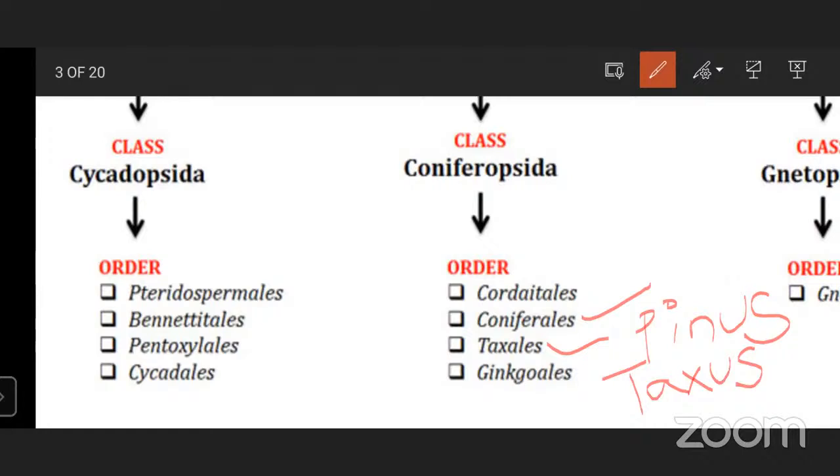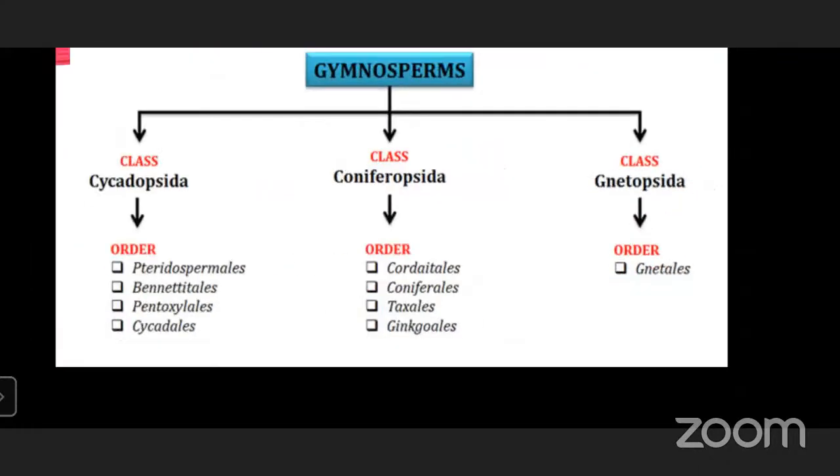Okay. So class Coniferopsida is divided into four orders. They are Cordaitales, Coniferales, Taxales, and Ginkgoales. Out of four orders, in two orders, Cordaitales as well as Ginkgoales, all the plants are extinct. Okay. And Coniferales as well as Taxales, these two orders consist of living plants. Examples are Pinus as well as Taxus. So that is about the second class.